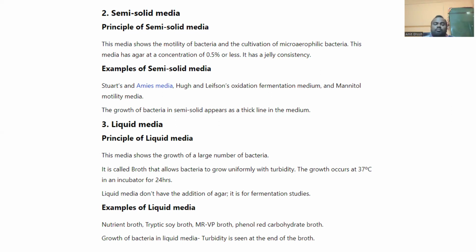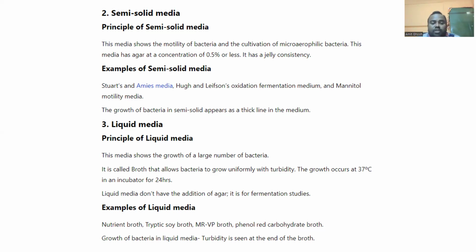So what is an example of semi-solid media? Stuart's and Amies media, Hugh and Leifson's oxidation fermentation media, and mannitol motility agar are examples of semi-solid media. The growth of bacteria in semi-solid media appears as thick lines in the medium. We will not find colonies in semi-solid media. Here we find a thick line in the medium when microorganisms grow.